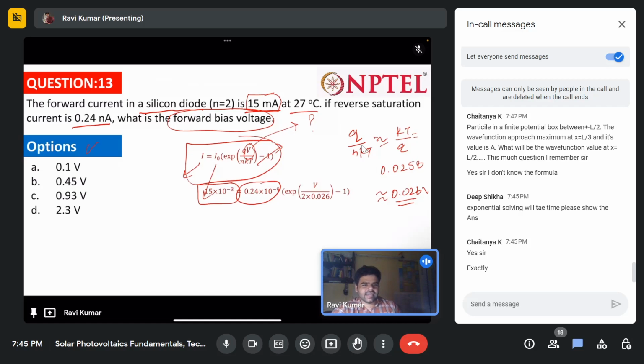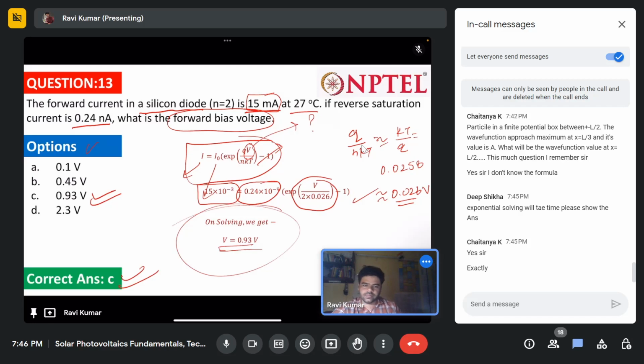Exponential solving will take time, sir. Please show the answer. Okay, Deepsika. So I just told you here it is nothing like that. We can use the short tricks. So KT by Q is 26 millivolt, and by putting this here and by solving we will get V equals to 0.93 volt. So C is the answer here. C.